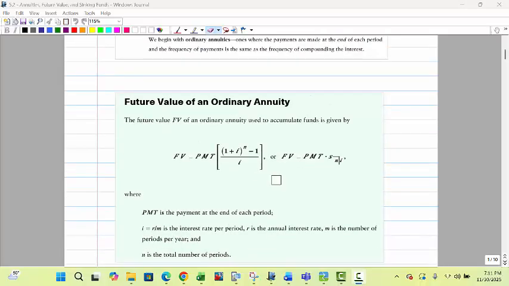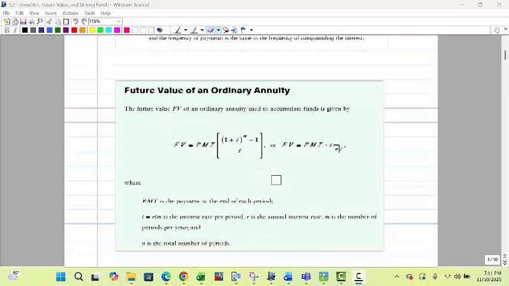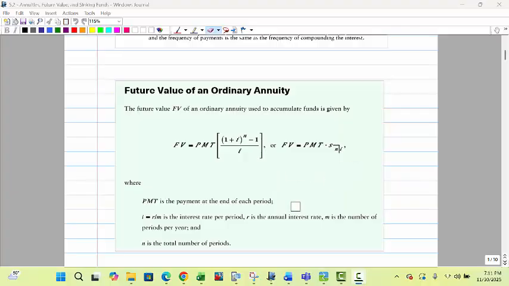Now we have what's called the future value of an ordinary annuity. Your PMT here is the payment. Your interest rate, which is R divided by M, means like compounded. So for example, 8% compounded quarterly would be 0.08 divided by 4. And then we have a -1 up here in the numerator. Then we're dividing by that same interest rate down at the very bottom.